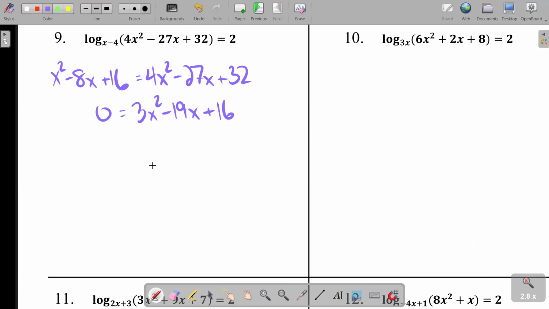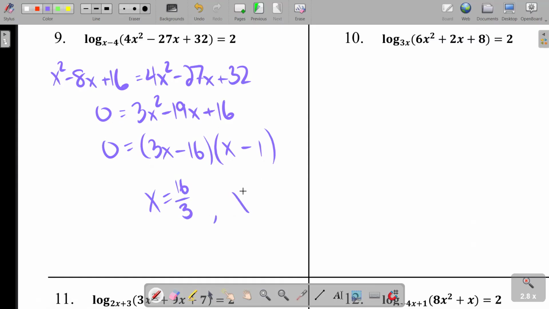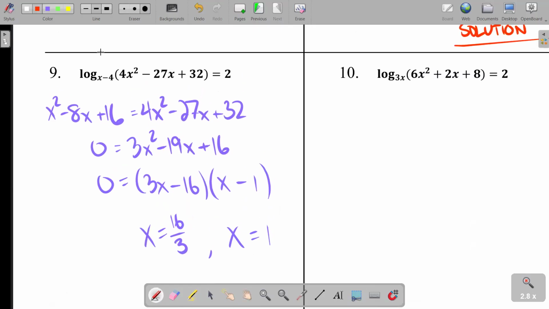And then this will factor down into 3x minus 16 and x minus 1. That's the combination that we're looking for. So our potential answers are x equals 16 thirds and x equals positive 1. And if you put 1 in, I'll go up here again and draw a little arrow. If you put 1 in right there, you're busted right away because the log base goes negative, so he's out.